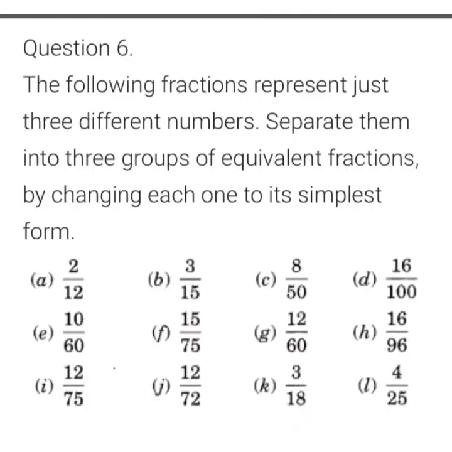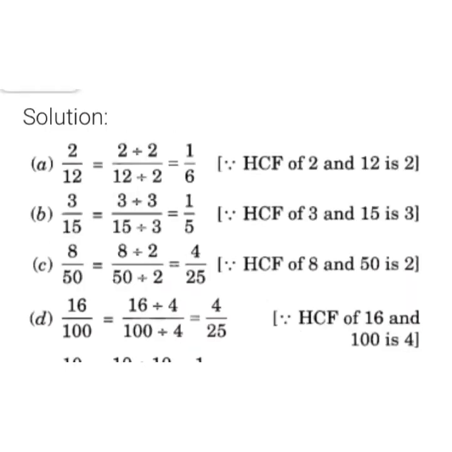Now question number 6. The following fractions represent just 3 different numbers. Separate them into 3 groups of equivalent fractions by changing each one to its simplest form. Children, here first one is 2 by 12. First we will find out the HCF of 2 and 12 and we get 2. Now we will divide the numerator and the denominator by 2 and we will get 1 by 6, the reduced form of 2 by 12.